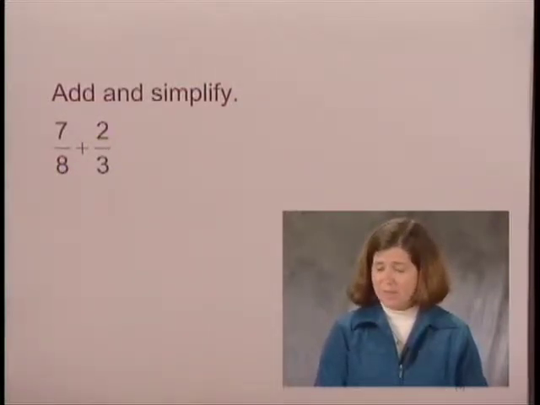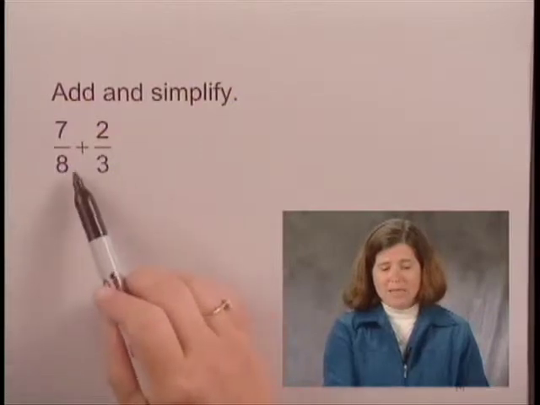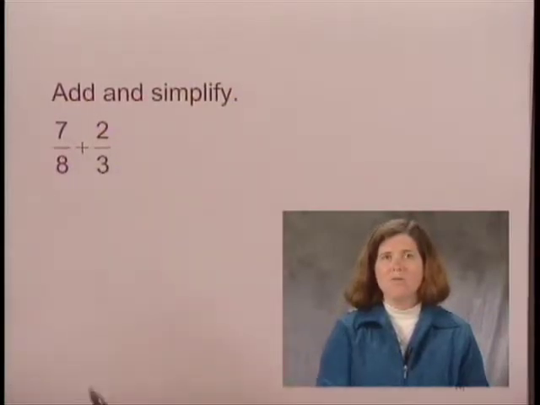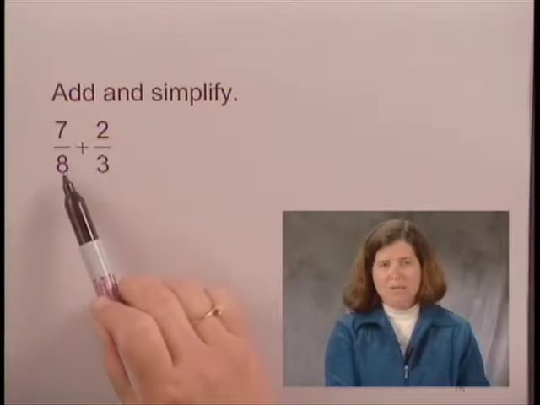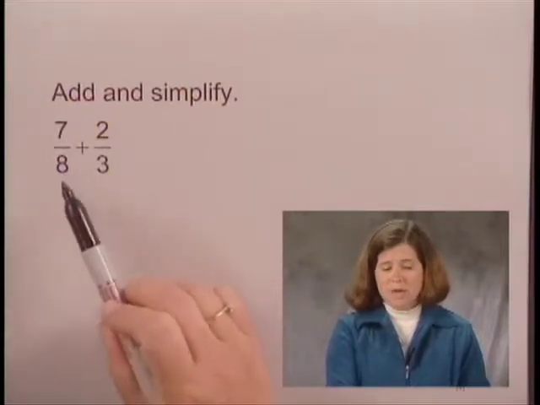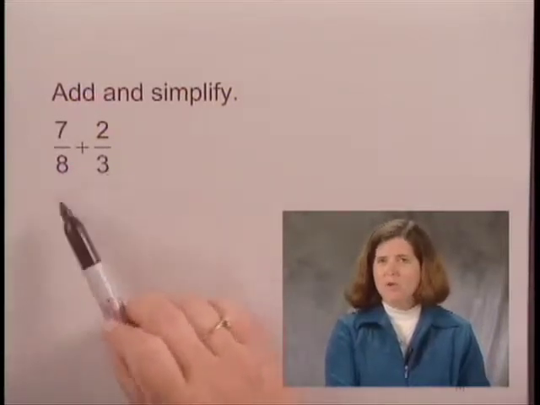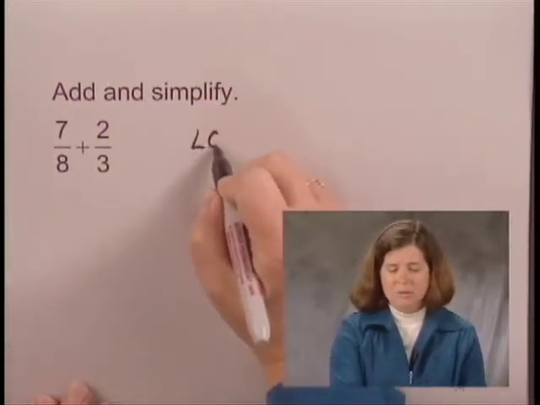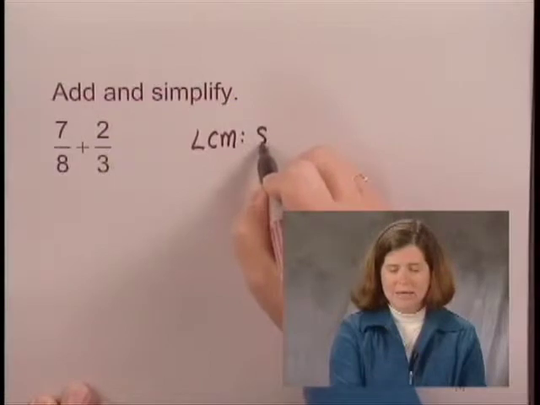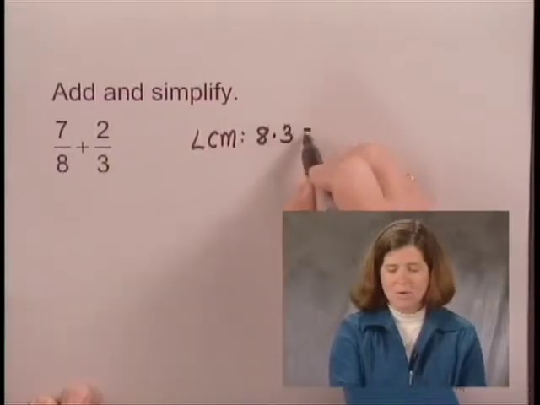the fractions. First of all, 8 and 3 are the numbers that we're looking to find a common multiple for. We're looking for the least common multiple of 8 and 3. If you'll notice, 8 is 2 times 2 times 2, and 3 is a prime number. They have no prime factors in common. So the least common multiple is going to be their product, 8 times 3, or 24.